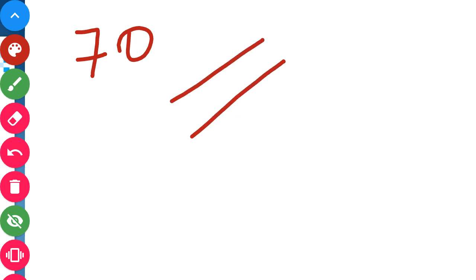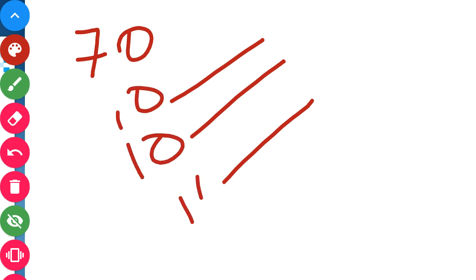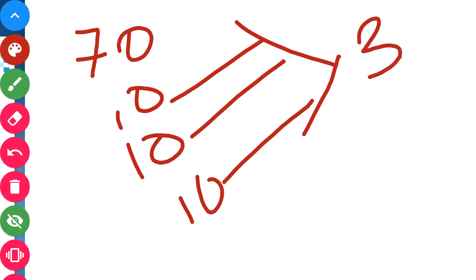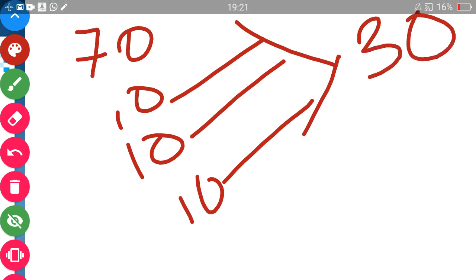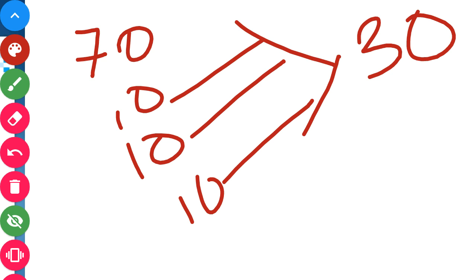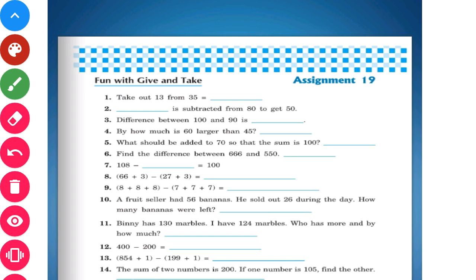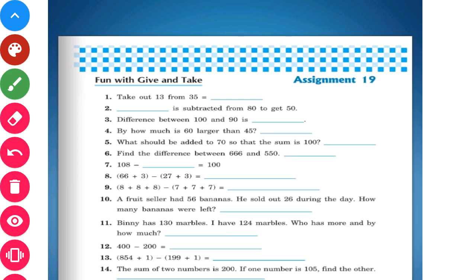Also, count after 70 to get 30: 80, 90, 100 means 30. So that means you have to add 30 to 70 to get 100. So our answer for question number 5 is 30.